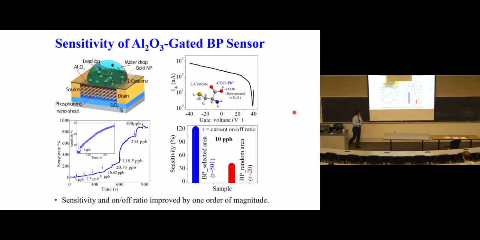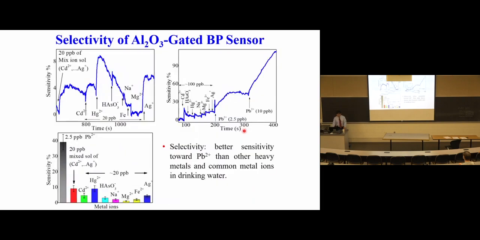And the comparison on the lower right panel here shows the sensitivity for the new BP sheets versus the previous BP sheets for 10 parts per billion of LAT concentration. So that shows, by understanding this platform better, we can really improve our synthesis process and achieve better sensing performance in the end. And if you compare the selectivity, the response of the device to other competing analytes versus the LAT, which is the target, you can see in this chart, for 28 parts per billion of LAT versus anything else, you will see much smaller responses for other ions.